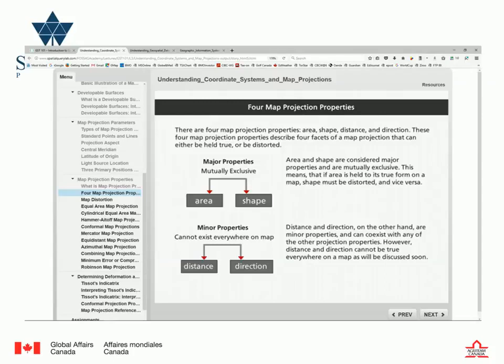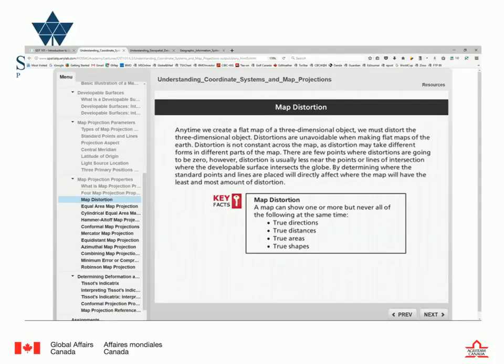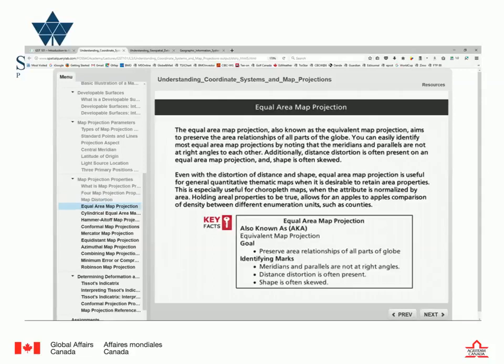And the minor properties are distance and direction, and they can coexist, but not everywhere on the map. Keep the distance and direction in certain small areas, but not on the whole map. That really means that there is distortion when you go from curved to flat. There's going to be distortion and warping, so you can't keep everything the same. When you project, you can never have all of these holding true. Like you cannot have direction, distance, area, and shape all transformed equally. These are different types of projection.